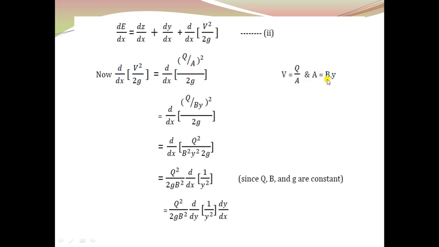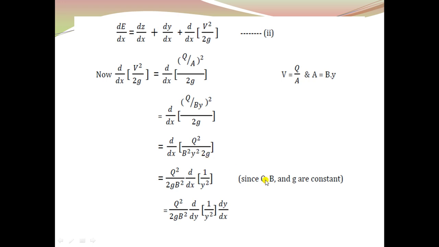Now the area we can write as B into y. So d by dx of (Q divided by B y) the whole square divided by 2g. And the above equation has been rewritten in this way, that is d by dx of Q square divided by B square y square into 2g.